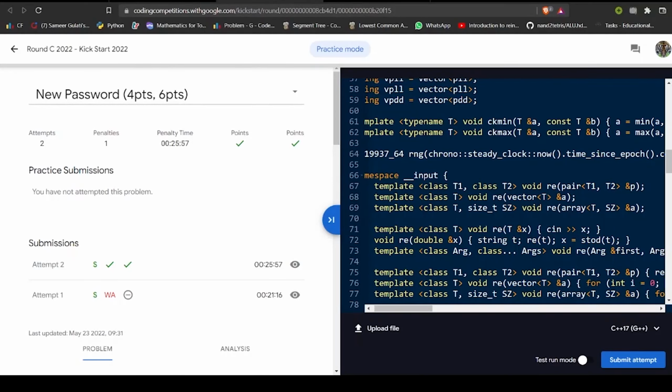Hey guys, today we are going to discuss the solutions for round C of Google Kickstart that happened yesterday. So let us discuss. Let us start with problem A.